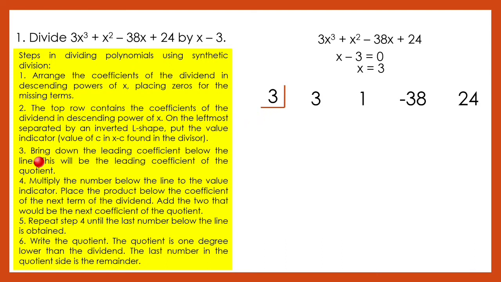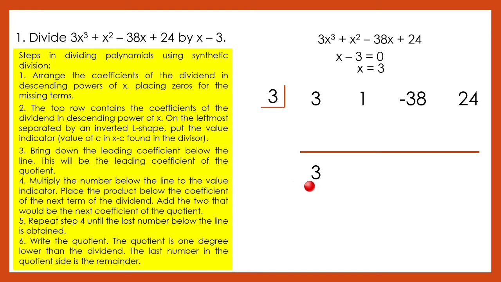Next, step 3, bring down the leading coefficient below the line. This will be the leading coefficient of the quotient. So, maglalagay tayo ng line dito. And then, yung 3, i-bring down natin, ibababa natin. So, meron tayong 3. Okay, proceed na tayo sa next step. Multiply the number below the line to the value indicator.